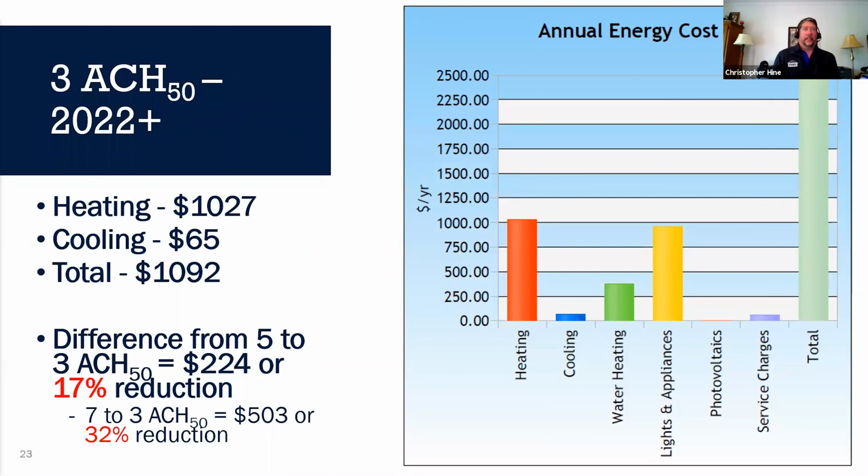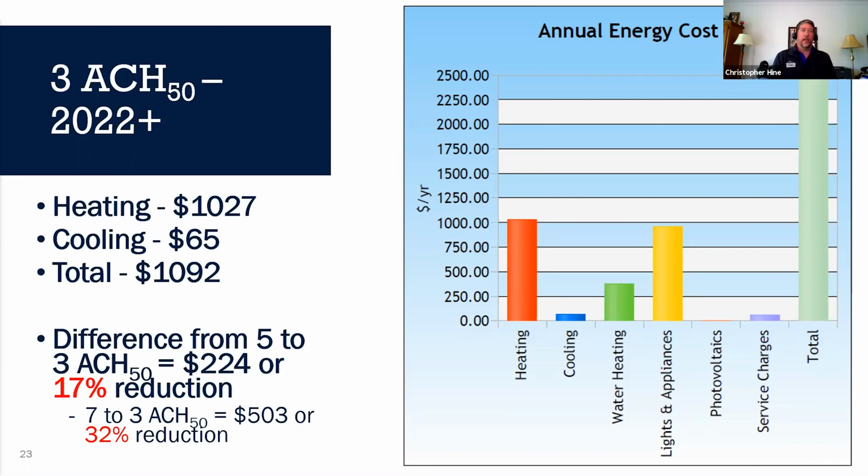Now, I hope this doesn't catch a lot of you off guard, but take a look at this. This says 3 ACH50, 2022 moving forward. We'll get into a little bit more in depth where we're going with this in a couple of slides. But for now, let's just take a look at the numbers, where we have our anticipated heating cost of $1,027. Cooling, again, went up a little bit to $65, but our total of $1,092 is a 17% reduction from 5 ACH50, or a savings of $224 over the span of a year.